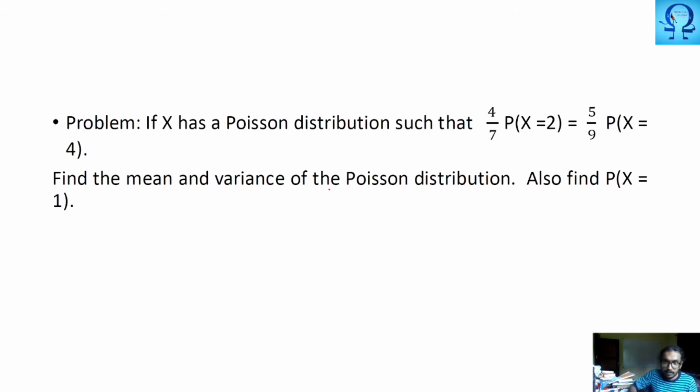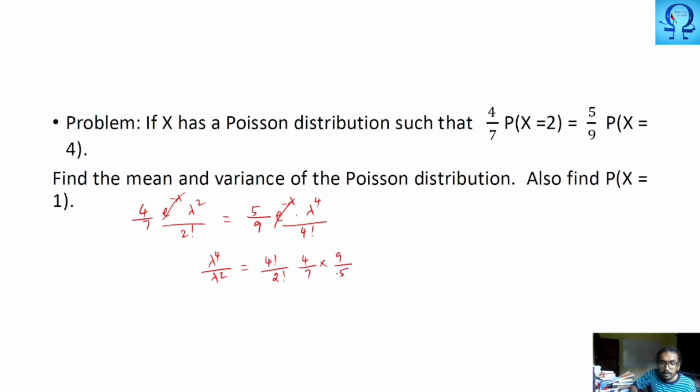Okay, now we can very well find it out, right? It is given that 4 upon 7 p of x equals 2, that is e to the power minus lambda, lambda square upon 2 factorial, is the same as 5 upon 9 e to the power minus lambda, lambda to the power 4 upon 4 factorial. Okay, so this e to the power lambda on both sides gets cancelled, right? And from this, lambda to the power 4 upon lambda square is the same as 4 factorial upon 2 factorial, 4 upon 7 into 9 upon 5.